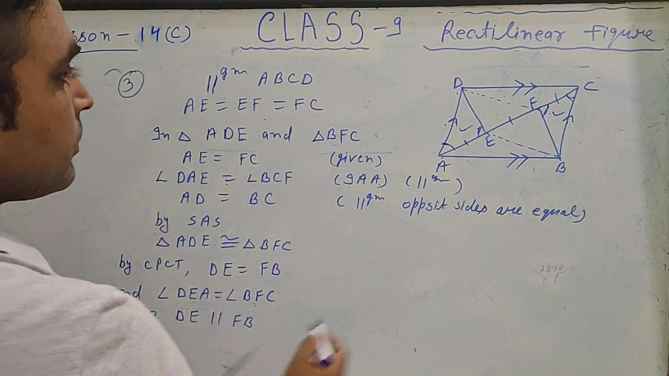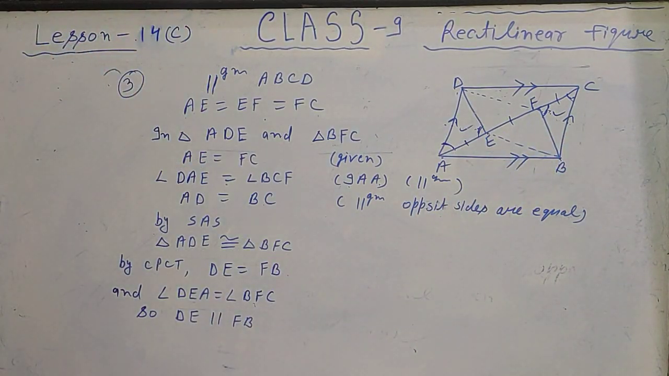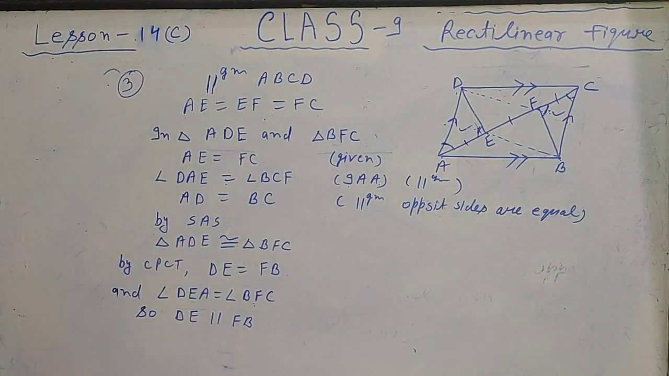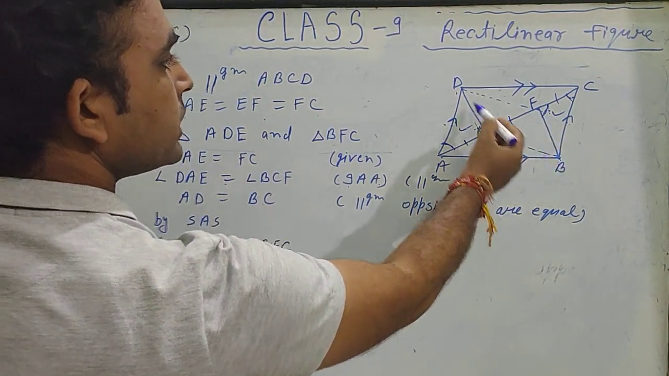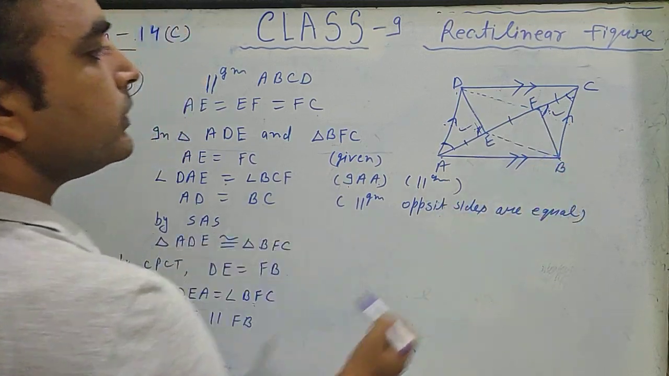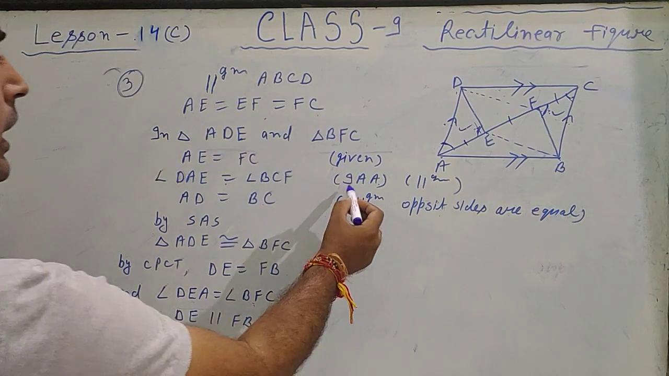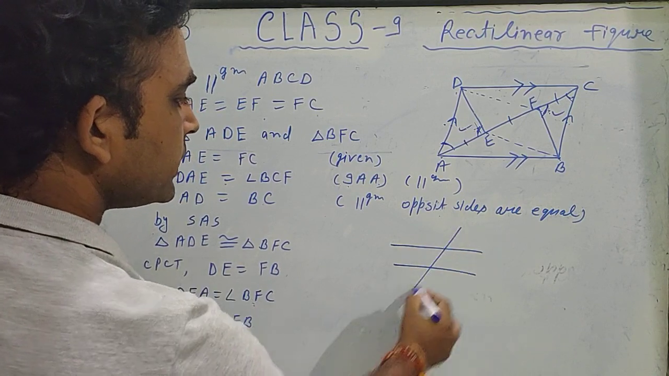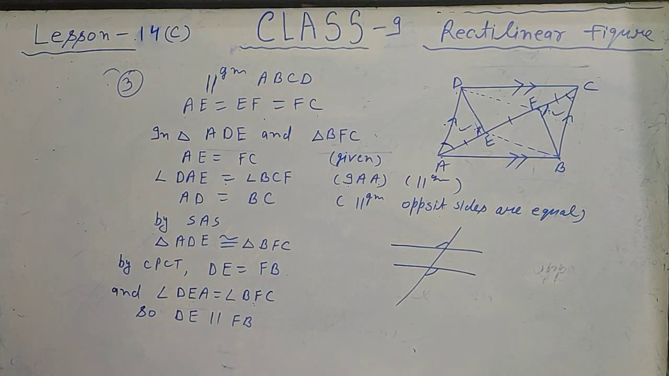Now when these two angles are equal, then we can say both lines are parallel to each other. Okay, if both the angles are equal, then both lines DE and FB will be parallel. Why? Because exterior angles are equal. जैसे ये होता है इंटीरियर अल्टरनेटिव एंगल, ये होता है एक्सटीरियर अल्टरनेटिव एंगल. Like two parallel lines, this is the transversal line, this angle will be equal to this angle. This is called the exterior alternative angle.